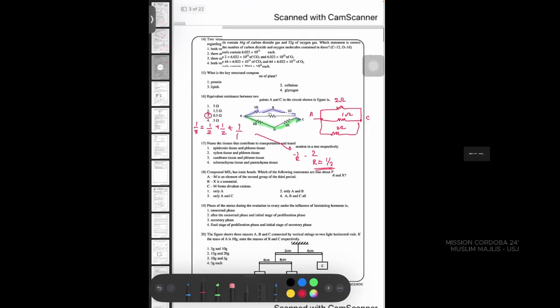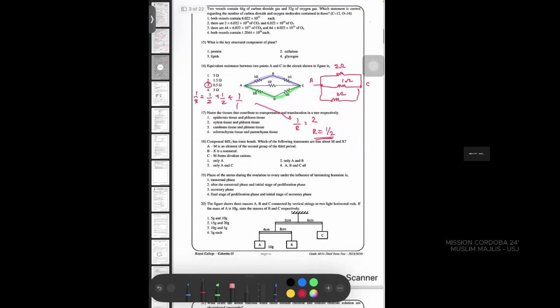Name the tissues that contribute to transportation and translocation. Normally the term transportation we use for transportation of water. Translocation is the term we use for transportation of food. Now tell me, water transportation takes place mainly by what tissue? Xylem. Food is transported mainly by phloem. Very good. So respectively, first xylem will come, then phloem will come. Compound MX2 has ionic bonds. Which of the following statements are true regarding M and X?